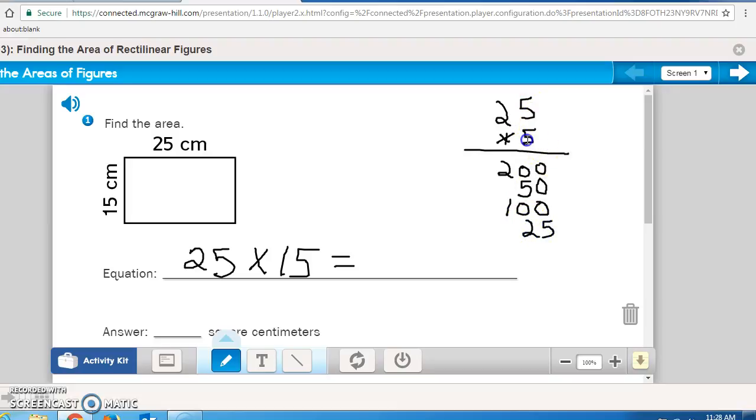Now I know that I've multiplied both numbers with the ones. I add this up: 0, 0, 0, 5, 0, 5, 6, 7, 2 plus 1 is 3. My answer is 375. Here's my units, centimeters. So how many square centimeters do I have? 375.